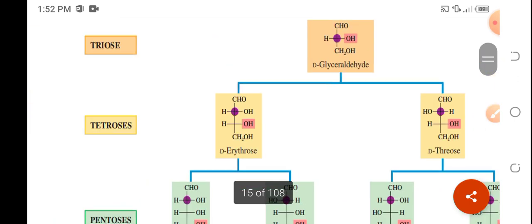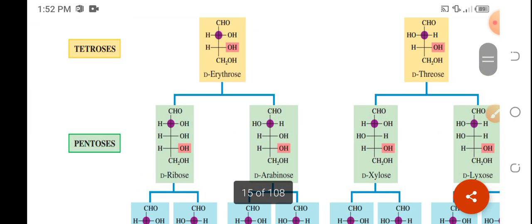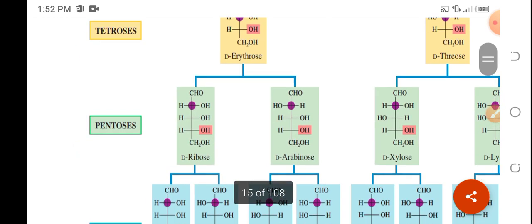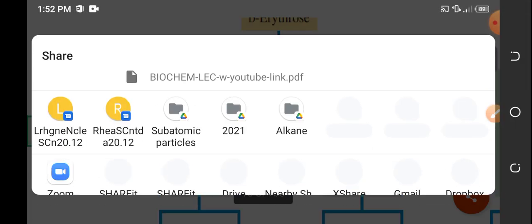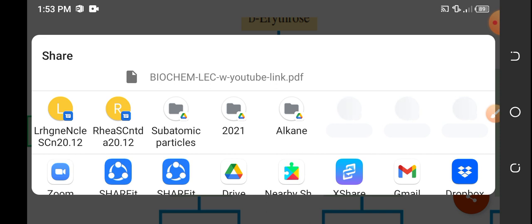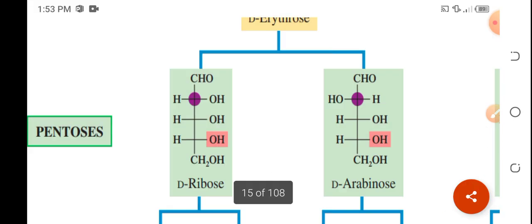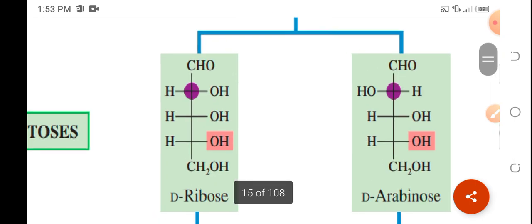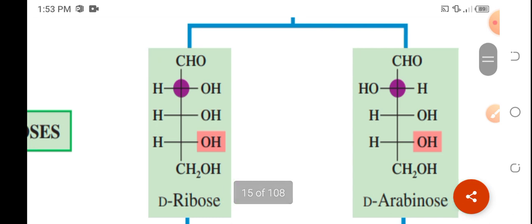Ano pa ba? Okay, ribose. Let's have ribose. Ribose is to be classified as a pentose. It could be classified as a pentose and an aldose at the same time. So, it is an aldopentose.